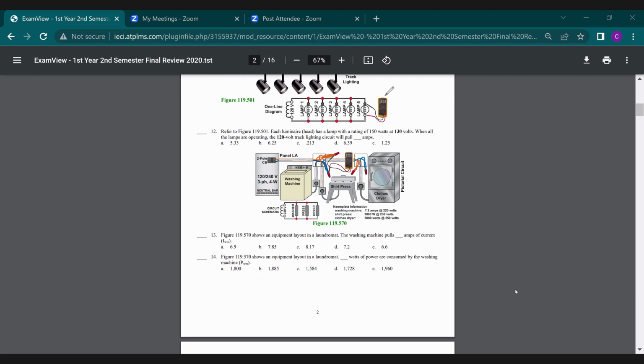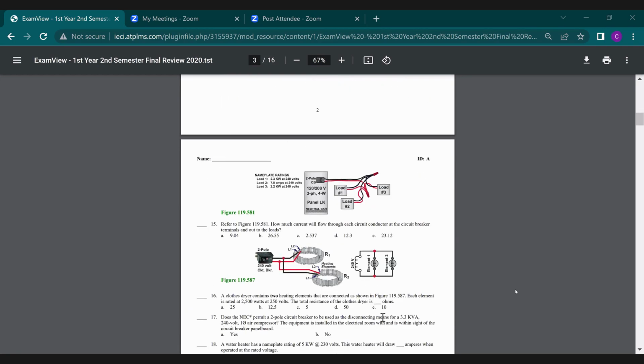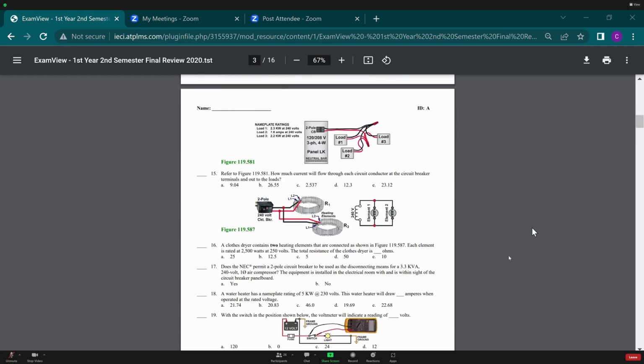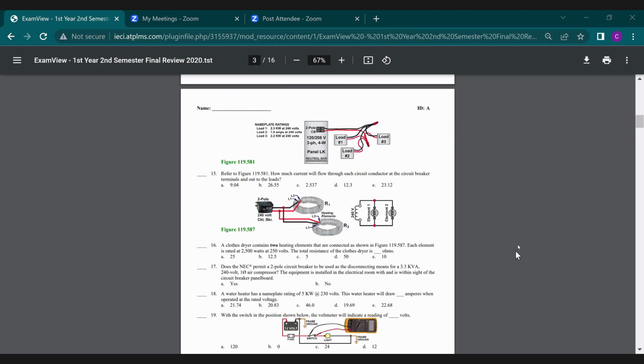All right, clearing the drawings off, moving on down. We're now at number 15. Refer to the figure above. How much current will flow through each circuit conductor at the circuit breaker terminals to the load? So this is what is our amps total. Current flowing through each circuit conductor just means, hey, what's the current here, which is I total. In this question, they give us a whole bunch of loads that are rated at 240, but we're applying 208.